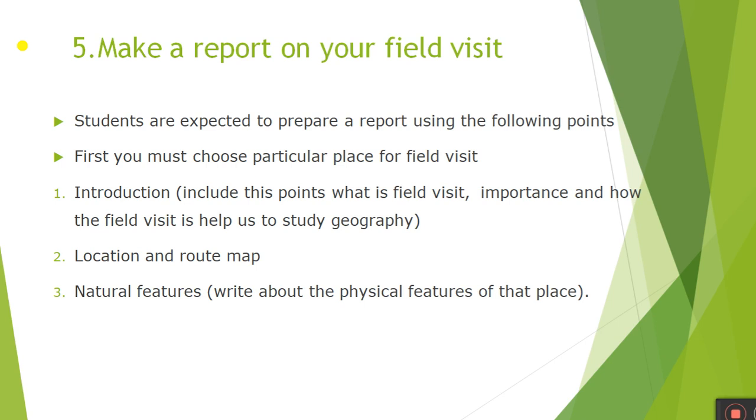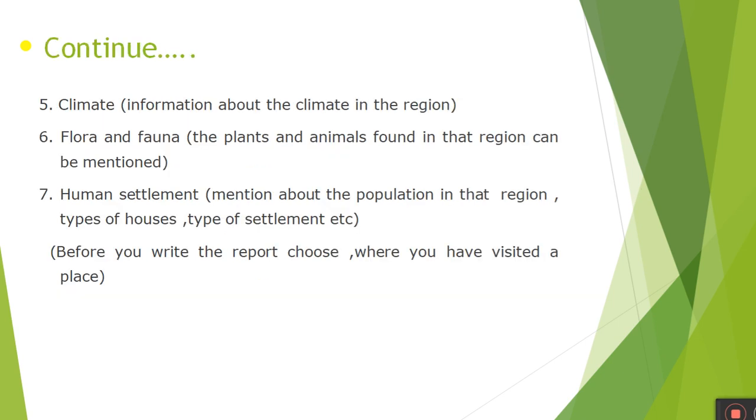Second point, location and route map. Third point, natural features. Means write about the physical features of that place. Fifth point, climate. Write information about the climate in the region.